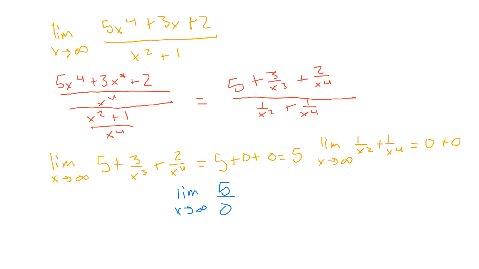Actually, let's rewrite it like this. Let's treat it like we're taking our limit as x approaches 0 of 5 over x. Well, if we're dividing a constant by a smaller and smaller number, that resultant product is going to get bigger. So therefore, that limit is going to equal infinity. Therefore, our final value is going to be infinity.